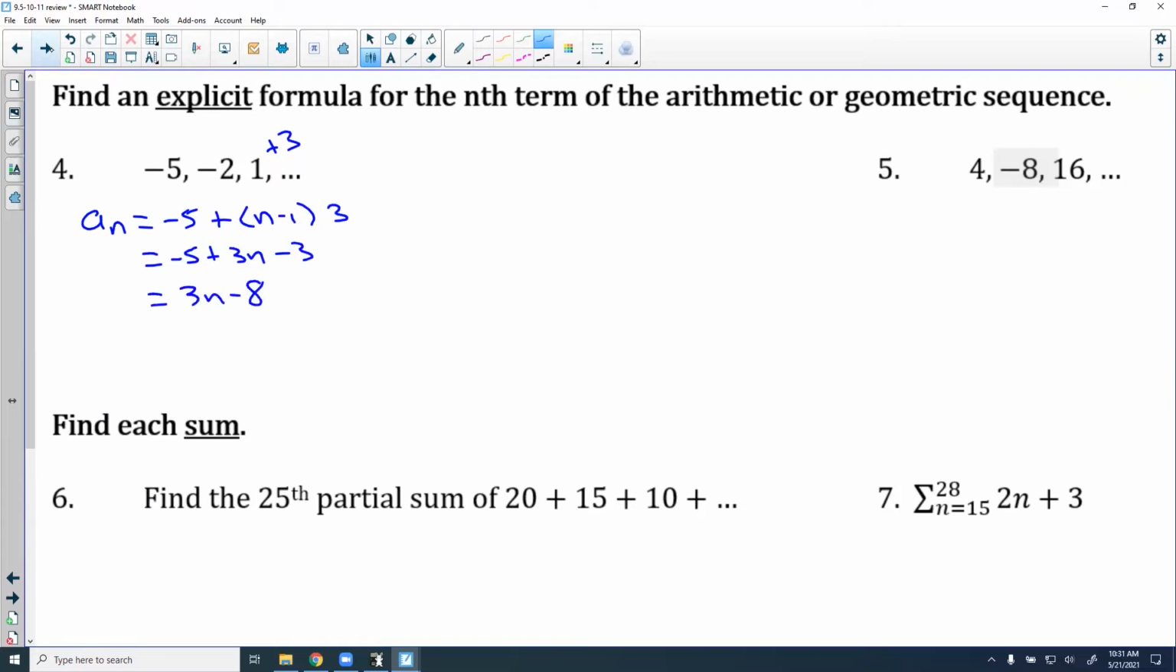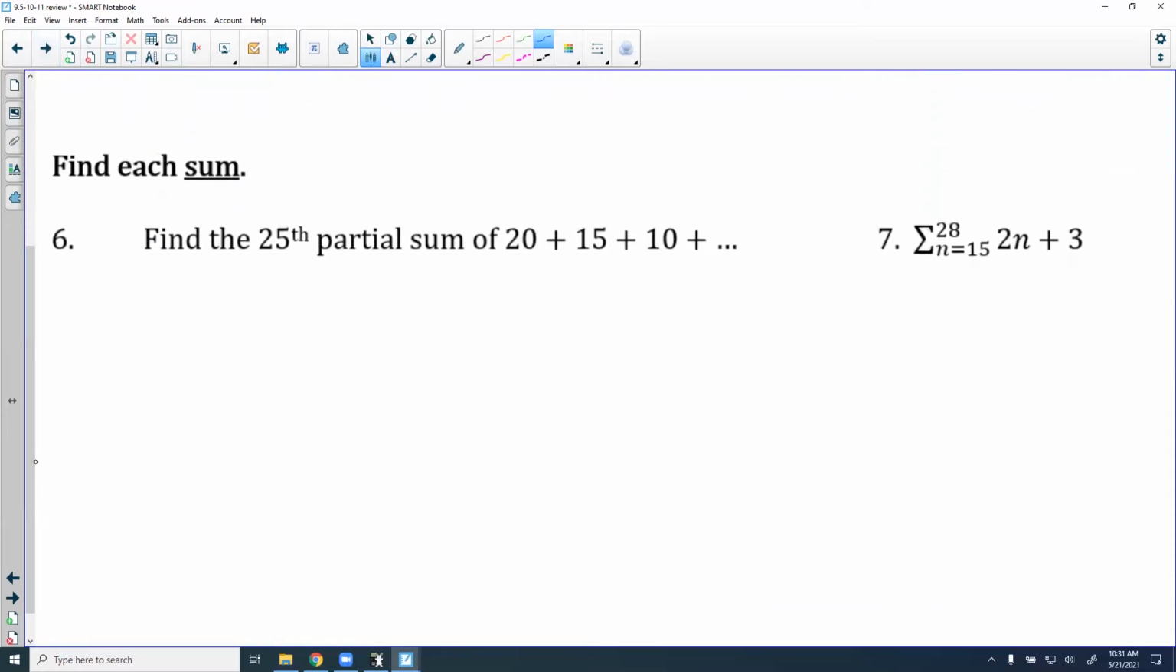Over here, r is -2. So a sub n is a sub 1 times r to the n minus 1. Find each sum, find the 25th partial sum of this right here, which looks like we're subtracting 5. We're adding -5.